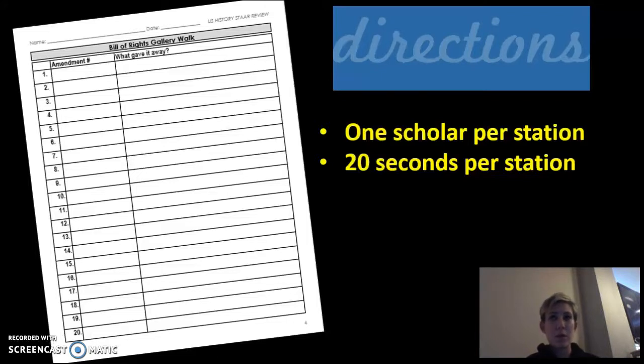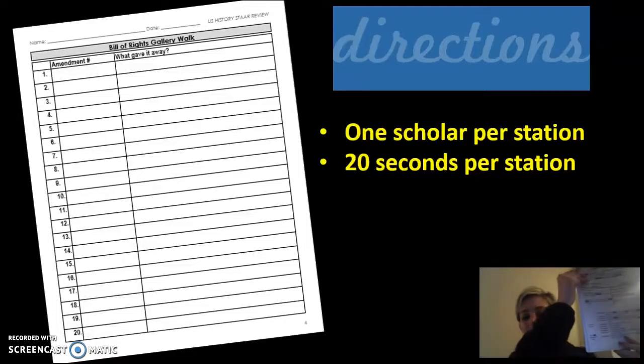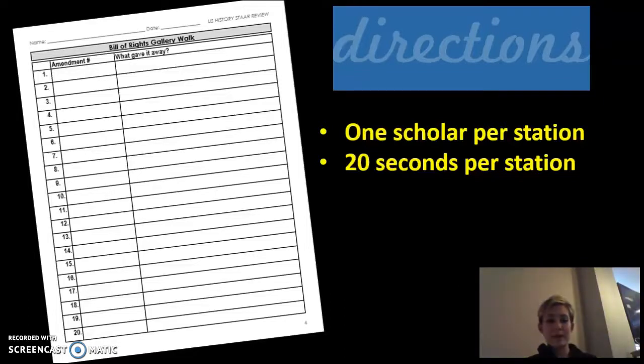You are going to see a quote or an excerpt or something from most likely a political figure that you are familiar with, and you are going to tell me which amendment that quote or picture relates to and how you know. So you'll fill out amendment number and what gave it away. Make sure you do this for all 31 stations, 1 scholar per station, 20 seconds per station. Use your cheat sheet on your long-term notes packet for the Bill of Rights if you need it.